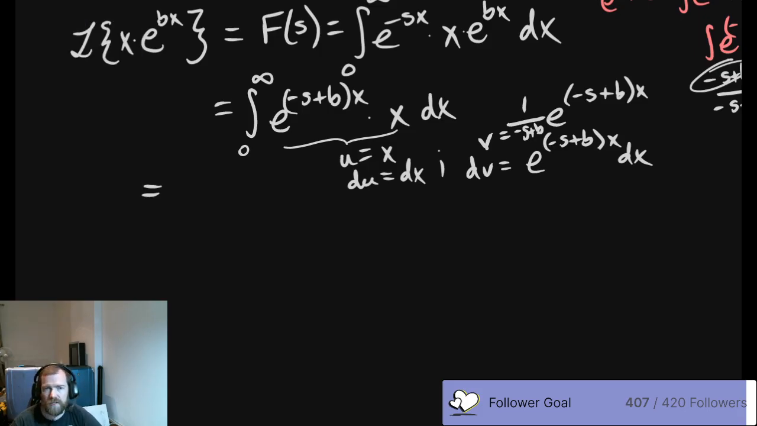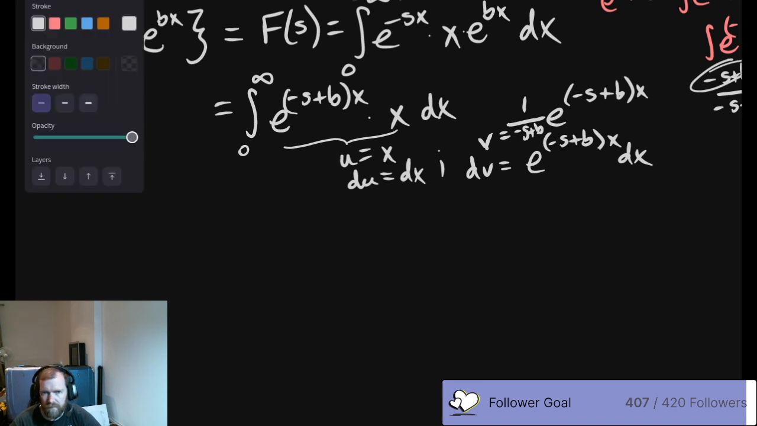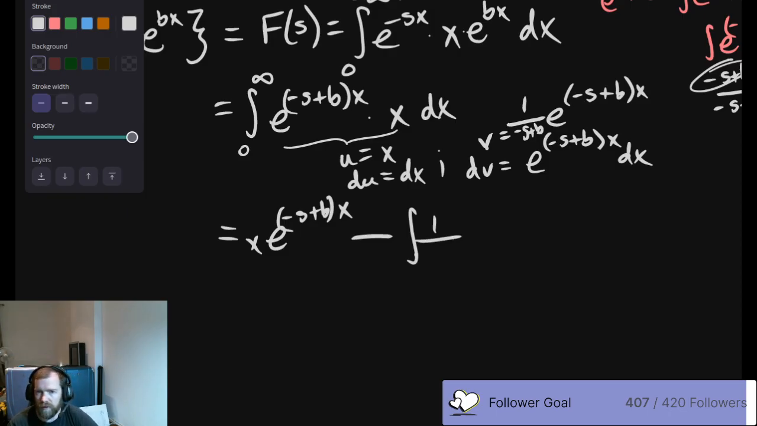Okay, so we've got now, we take the... nope, it's uv, right, x e to the negative s plus b times x, minus, so uv minus the integral of v du. So 1 over negative s plus b, e to the negative s plus b parentheses x, multiplied by du, which is just dx.